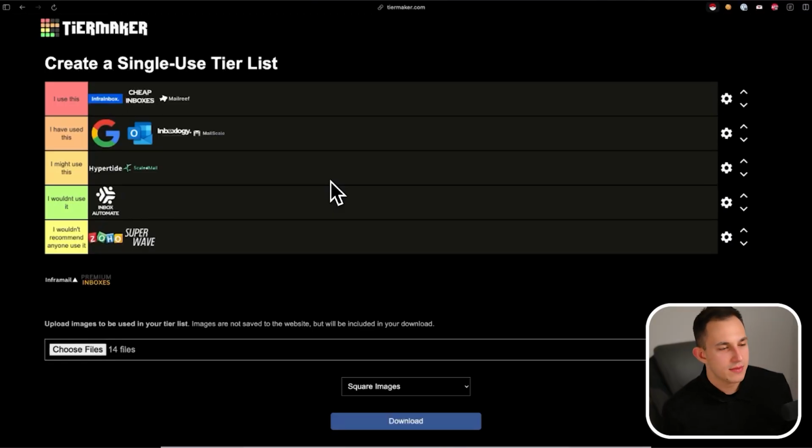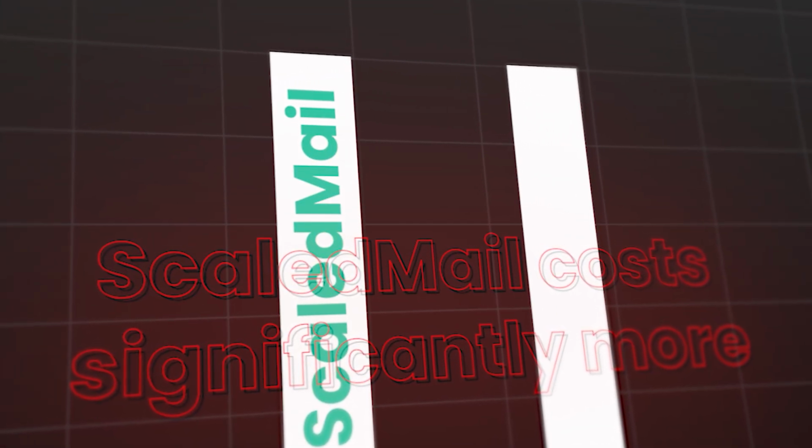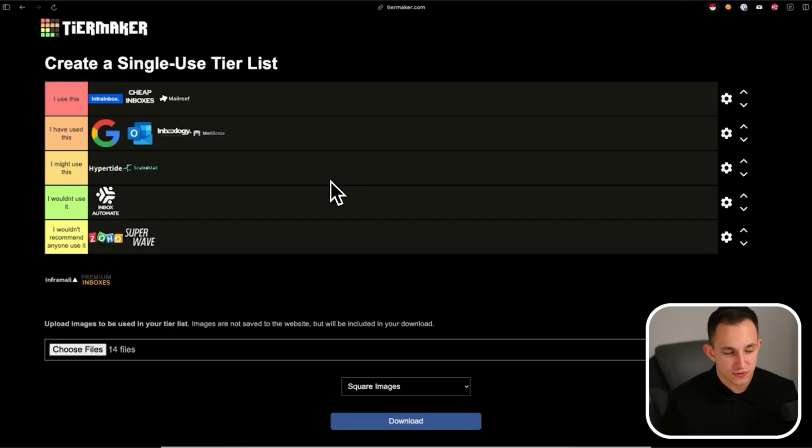Right? So when I put up scaled mail against cheap inboxes or scaled mail against, for example, Mailreef, they were doing similar in terms of performance, but scaled mail costs significantly more. Okay. So honestly, I wouldn't use scaled mail just for the factor of price, because it just doesn't make sense for us. But of course, if you're looking for a distributed Outlook infrastructure provider, scaled mail or probably Infra Inbox would be some of the higher-end options for you.